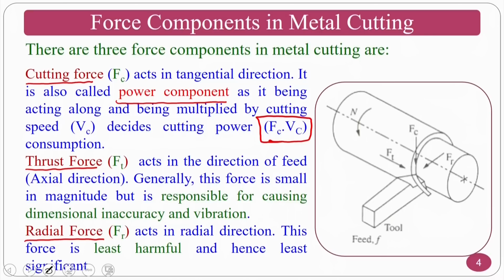The thrust force acts in the direction of the feed, that is, the axial direction. In this picture, this is the thrust force. My feeding direction is this, which is also the workpiece axial direction. This is the radial component, which has a radial direction, that is, it moves in this direction as per the depth of cut. So this is called Fr, this is called Ft, and this is called Fc.